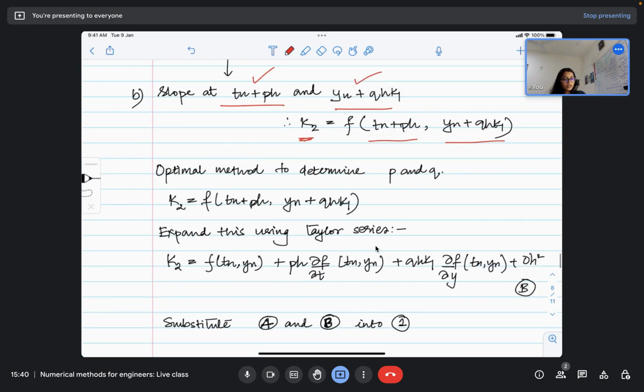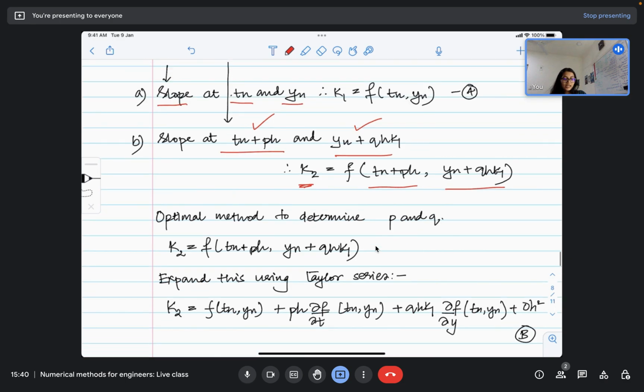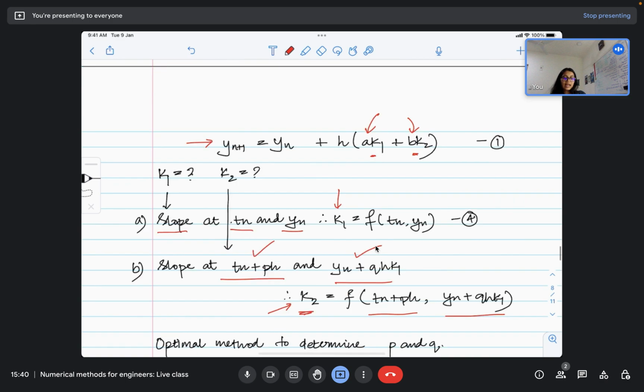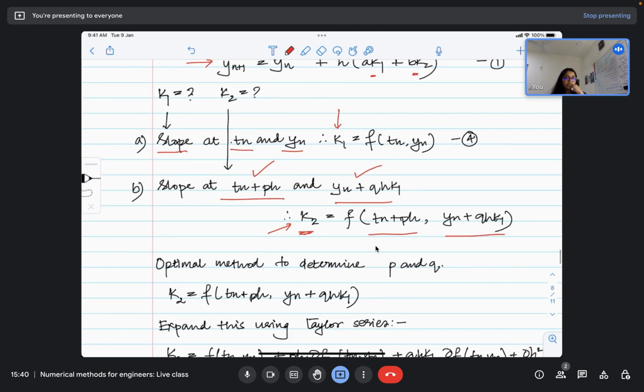Now our aim here is basically to find out the value of k1, k2, a and b. These are the different unknowns, right? But k1 is known to us. K1 is the value that is given to us, and we compute the slope at that point. So that is not going to change.